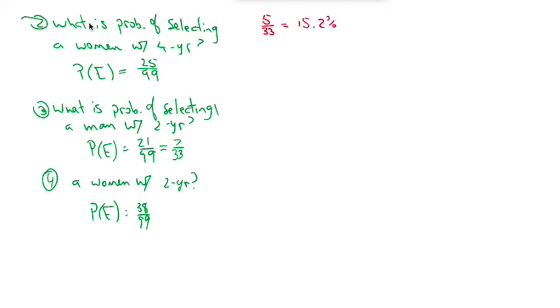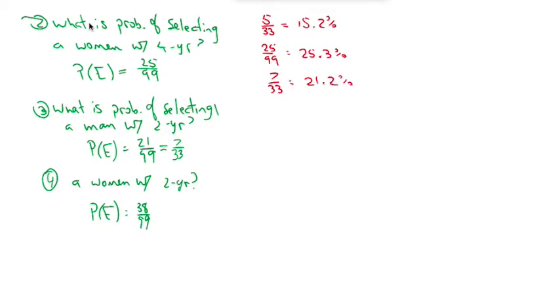All right. What about 25 out of 99? 25.3%. All right. What about our 7 out of 33? 21.2. 21.2% of the time.